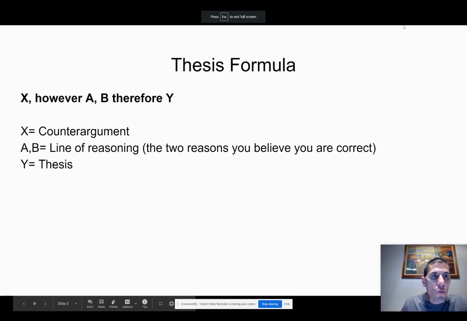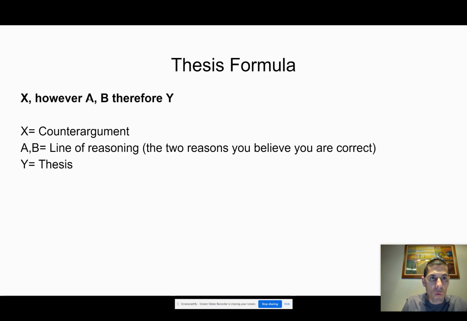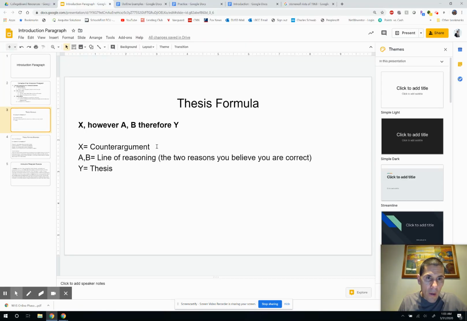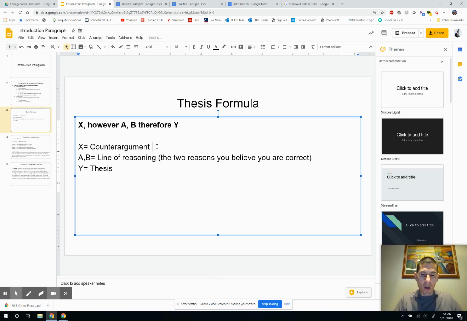All right. So X is a counter argument. However, A and B, now A and B are the reasons why you think you are correct. Therefore, why. Okay. Counter argument. Now, what's a counter argument? That is one reason why you could be wrong. One reason that contradicts your thesis. One reason that could be used against you. Like if you were arguing the opposite point of view, what would you say?